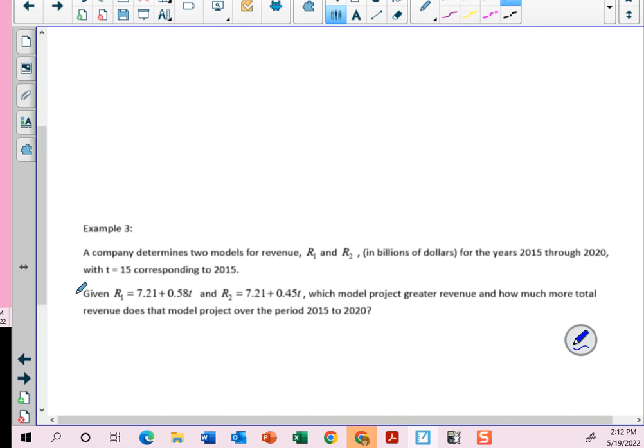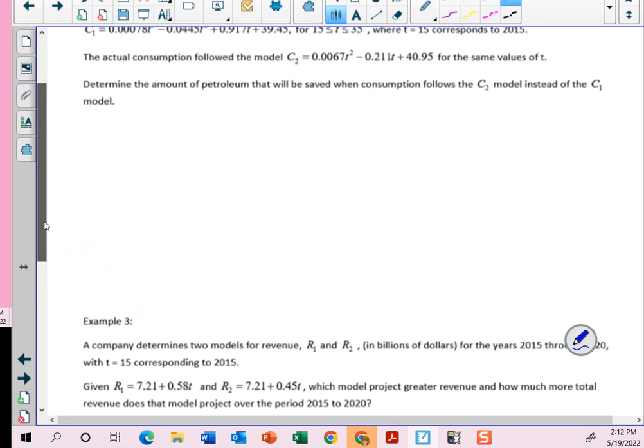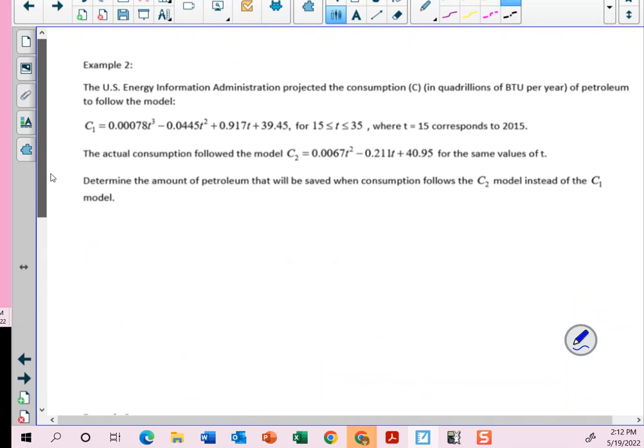And then number 3, similar question, revenue modeling, two different revenue models. Which model projects the greater revenue? How much more revenue are you going to get from one model versus the other over this period from 2015 to 2020? All right, so give those a shot, and then we'll check them together.